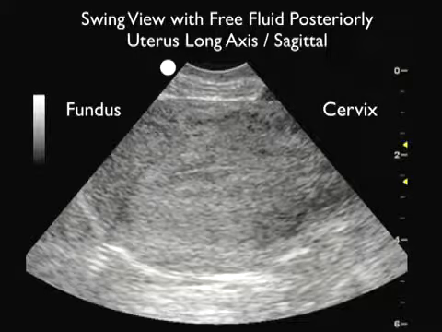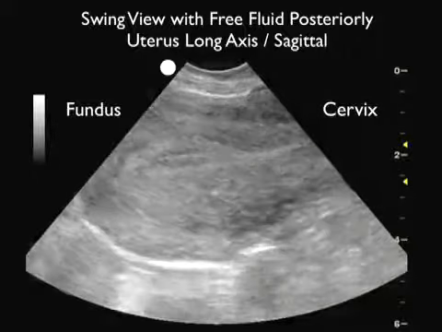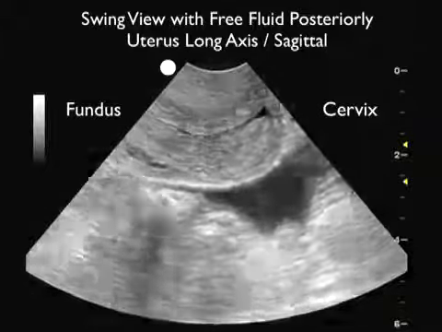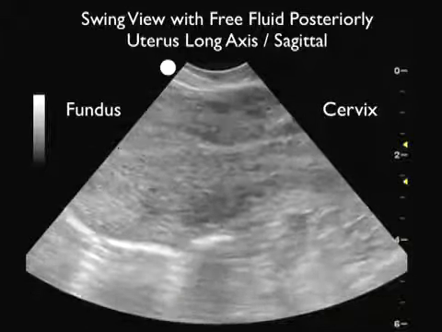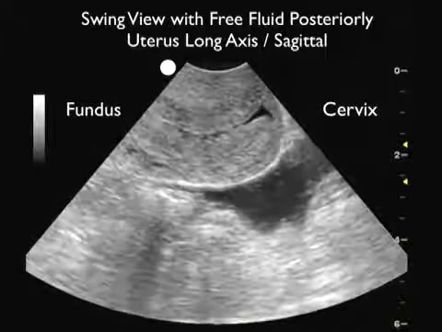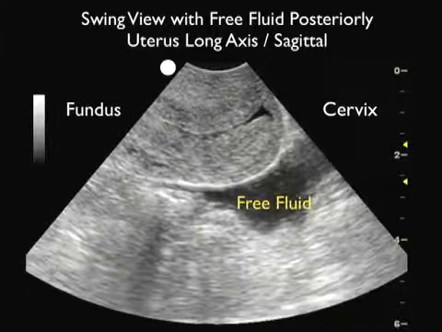Free fluid may at times be difficult to find on transvaginal sonography, and we may need to orient the probe so as to image all the way from fundus to cervix as shown in this video clip. There's the fundus there, and notice as we lift our hand and aim the probe more posteriorly, we image the cervix, and there we see a small amount of free fluid just posterior to the cervix.